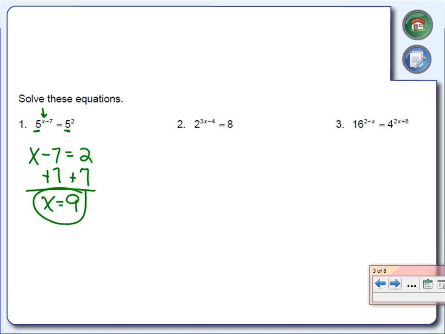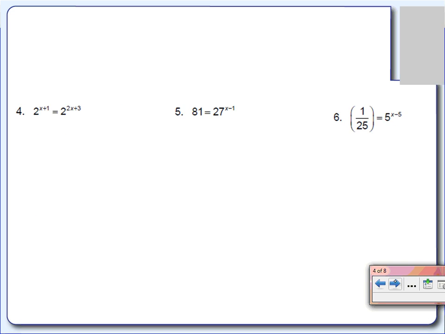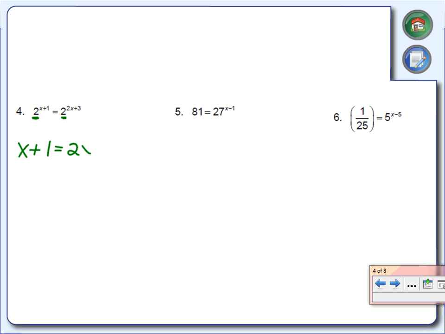We're going to skip 2 and 3. I'll come back to it in a minute. I want to do one more easy one before I get to something a little more difficult. Let's take a look at number 4. I want to point out number 4 has the same bases. Notice how there's a 2 and a 2. And because those bases are the same, all we have to do is take the two exponents and set them equal to each other. So that's what I'm doing right here.